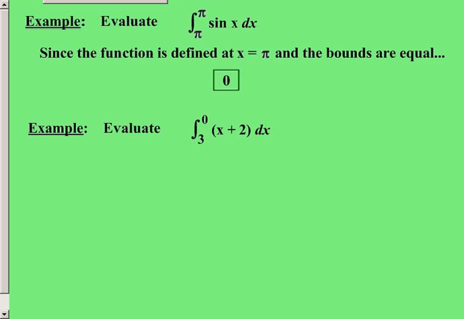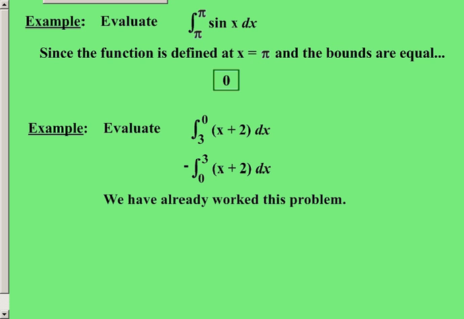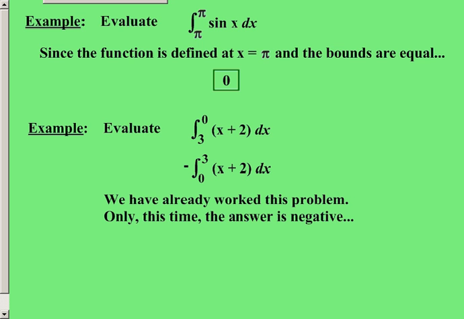Evaluate from 3 to 0 of x plus 2 dx. Okay, so the rule tells us that we're going to have the negative of whatever the result of this calculation is. Well, we worked this calculation here just a moment ago. Okay, this time our answer is going to be negative, and we've got negative 10.5 as our area.